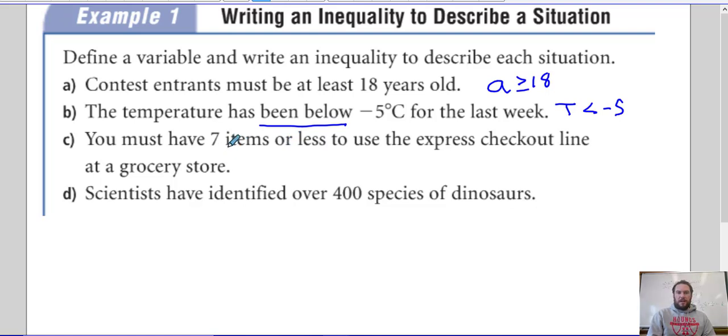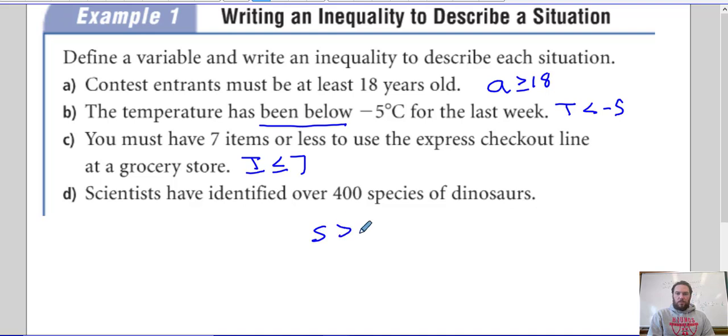You must have 7 items or less to use the express line checkout, right? So I is less than or equal to 7, right? Because you can have 7 items, but you can't have any more than that. And then finally, scientists have identified over 400 species of dinosaurs.